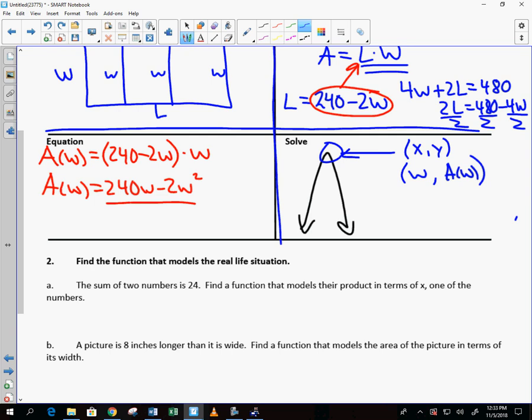What is it? Negative b divided by 2a. Wow, nice job. All right, we can use that. Negative b would be negative 240, divided by 2a, or negative 4. And that gives us 60.